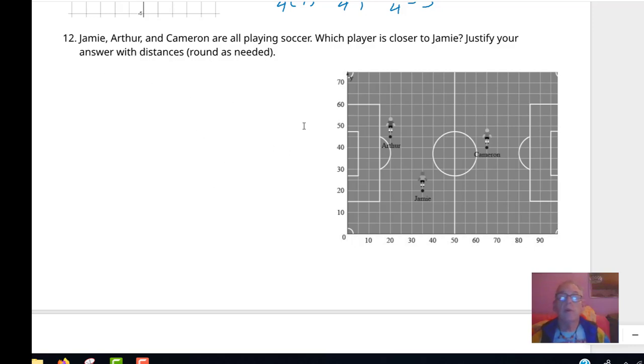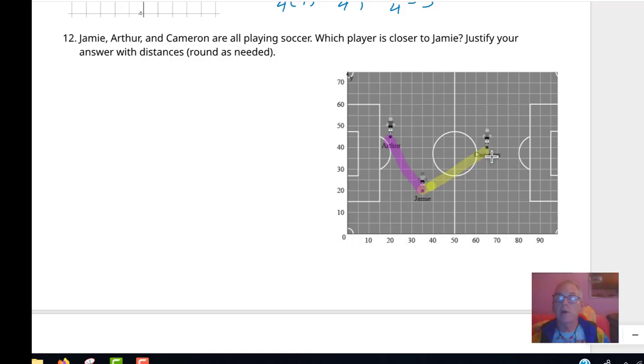So Arthur, Jamie, and Cameron are all playing soccer. Which player is closer to Jamie? So here's Jamie. So the distance from Jamie to Cameron is this distance here. And the distance from Jamie to Arthur is this distance here. So we want to find those distances.